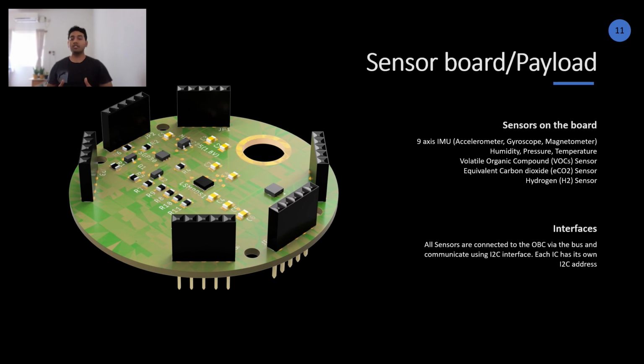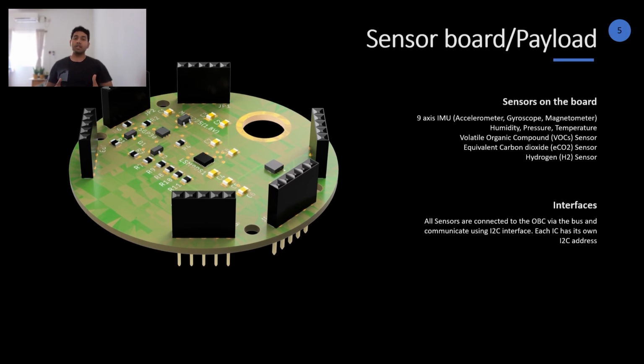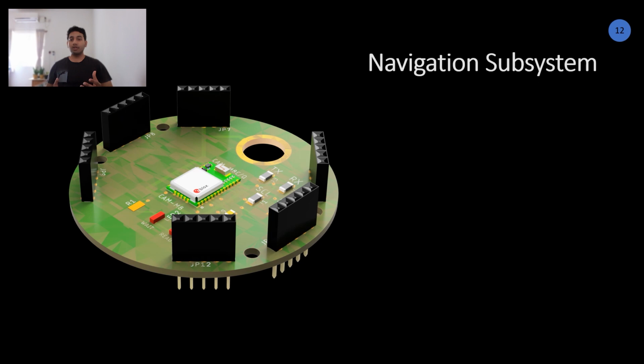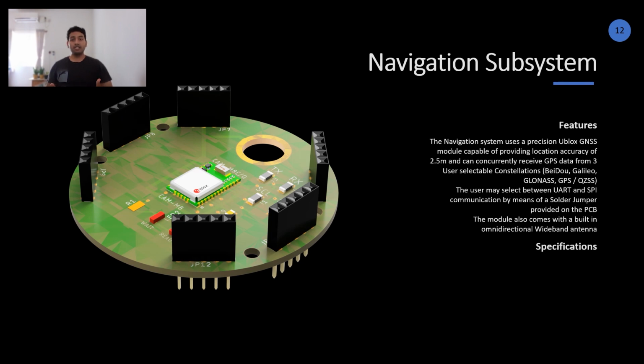Most of the interfaces are left free. Another system that we have that has been included by default is the navigation subsystem. We used a precision u-blox GNSS sensor that can receive constellations of three satellites at a single time. It can receive signals from BeiDou, Galileo, GLONASS, and GPS.